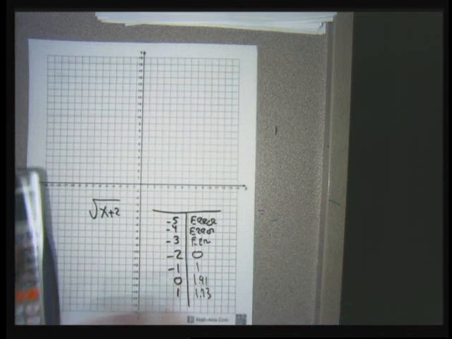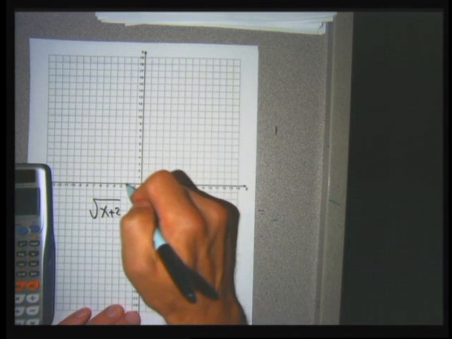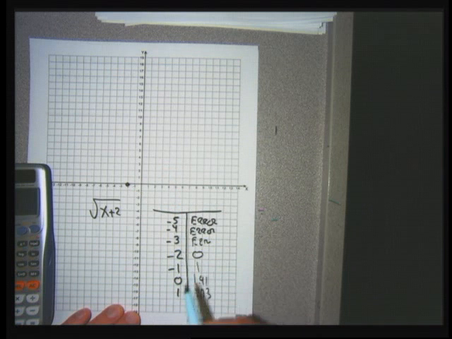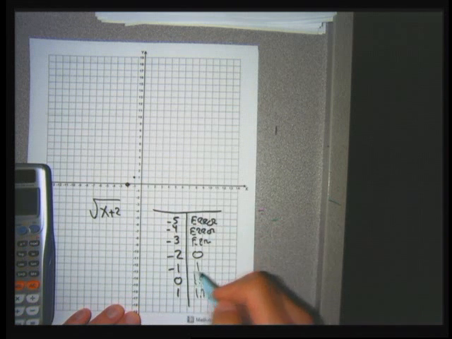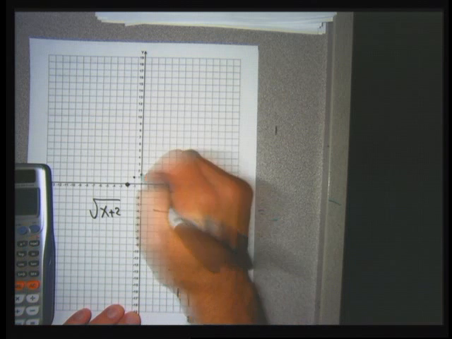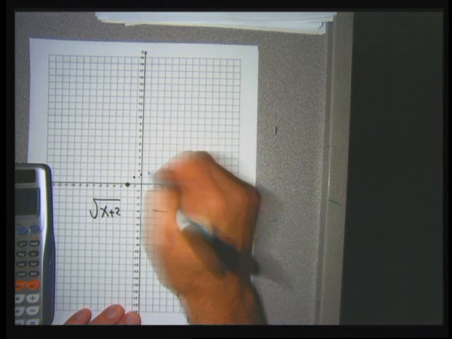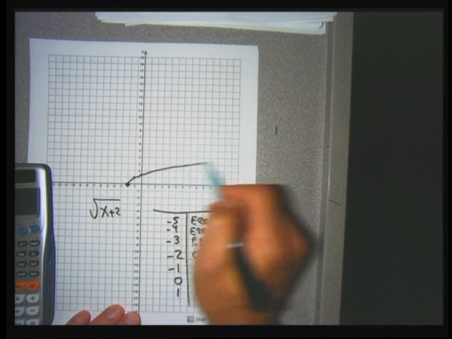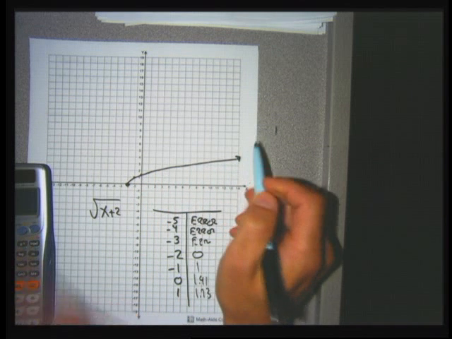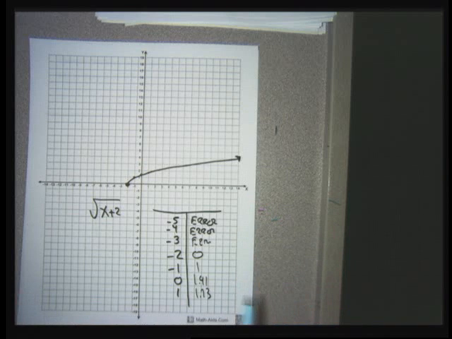So, first point I can plot is the point negative 2, 0. Everything else to the left of it is an error. And then negative 1, 1, 0, 1.41, 1, 1.73. Connect the points, but don't connect the error points, so I get a graph that looks something like that. So I've done most of everything. I've completed the table, sketched a graph.